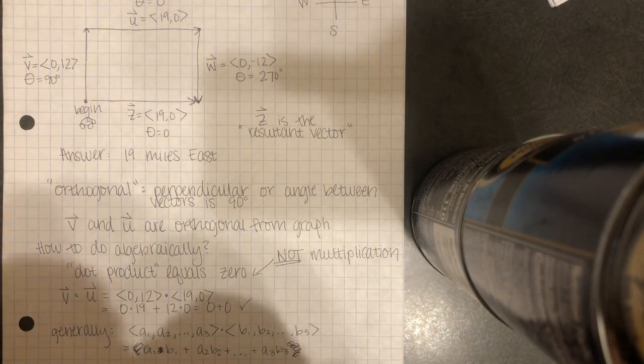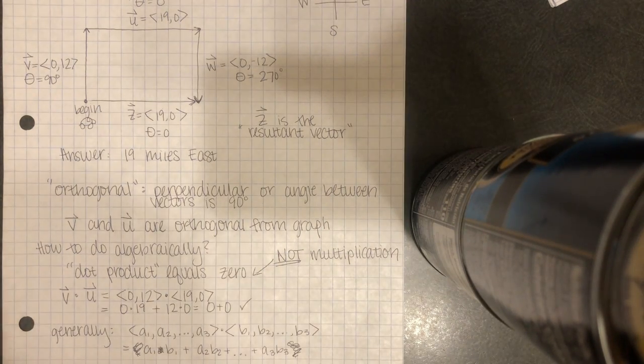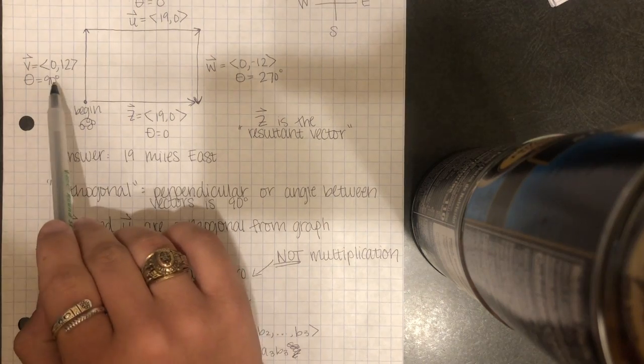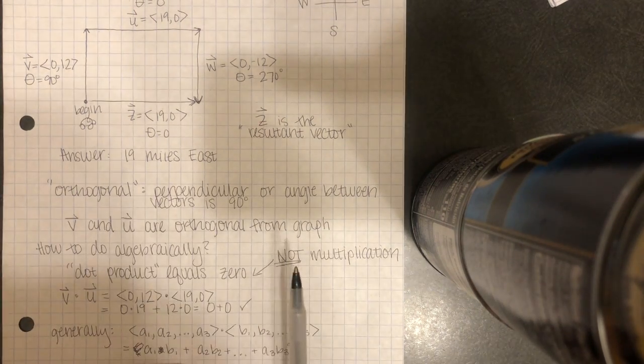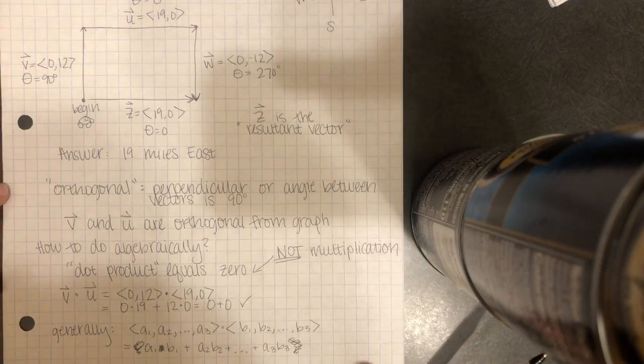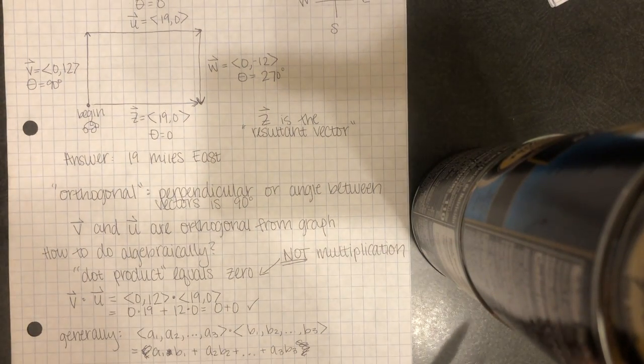I wanted to talk about a couple of other things that I think are really cool. 2 vectors can be orthogonal, or perpendicular, if the angle between them is 90 degrees. I'm going to use v and u in our example, and you'll notice that they're perpendicular, or the difference between the angles is 90 degrees. But we can do that algebraically by figuring out the dot product. The dot product is not multiplication of vectors, it's something different.